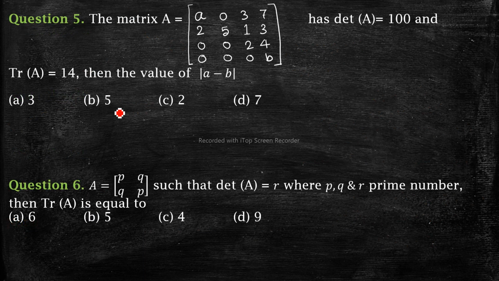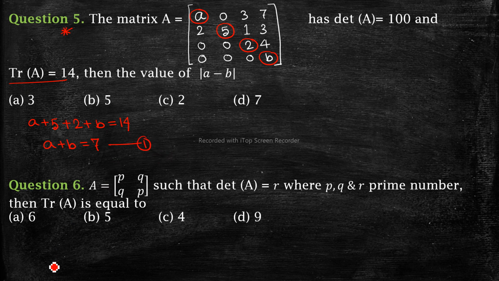Next, you see one matrix is given and determinant value is also given and trace of A is also given. We have to find out the value of A minus B. See, trace we can easily find out. So trace means A plus 5 plus 2 plus B, and it is given 14. So we can write A plus 5 plus 2 plus B equals to 14. Now from here we can write A plus B equals to 7. This is a one-mark question, very short to obtain.